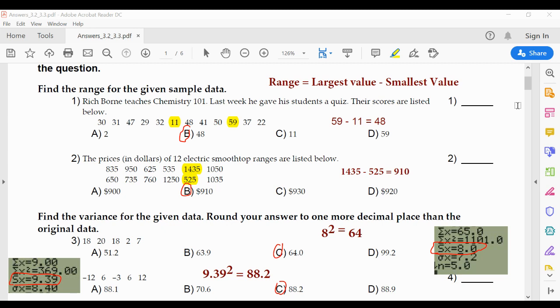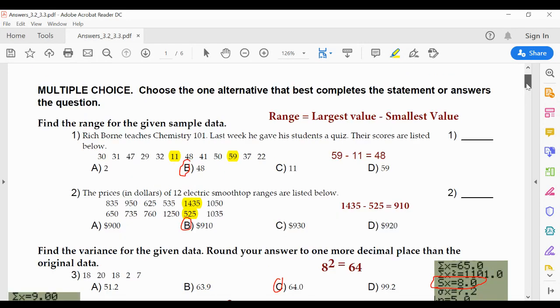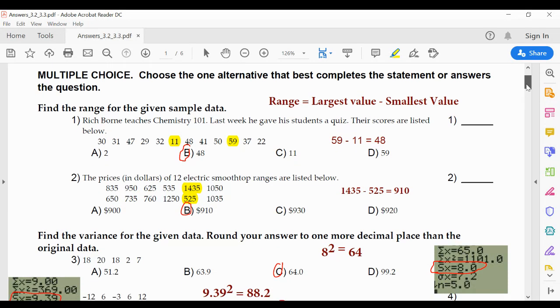Okay, this is the last homework assignment, sections 3.2 and 3.3. This is the voiceover with explanations of how the values were derived. All right, first thing we're asked to measure the central tendency.